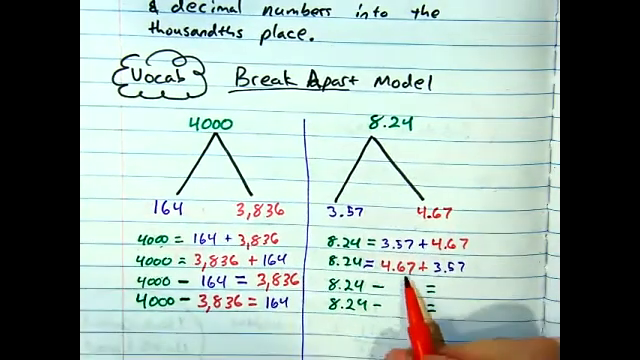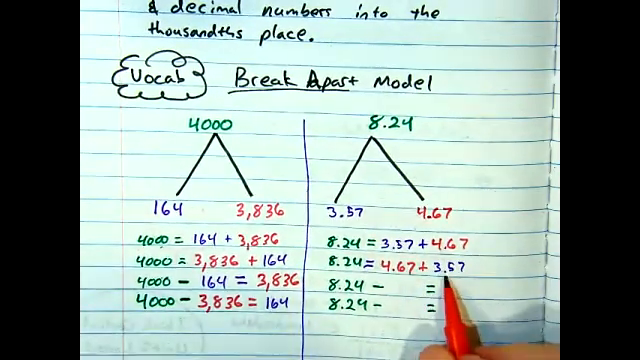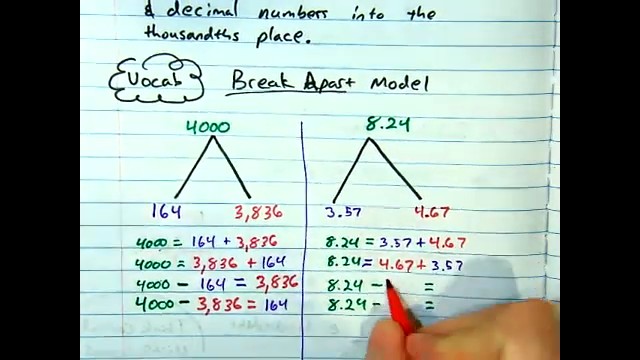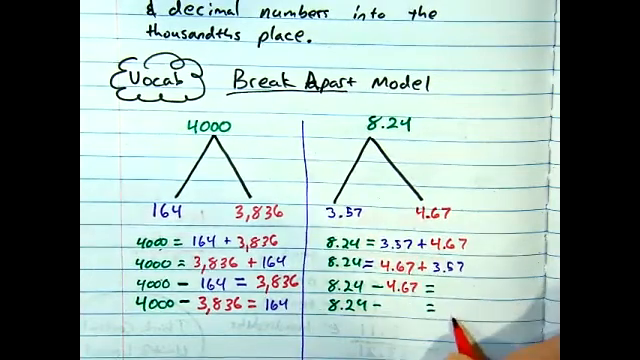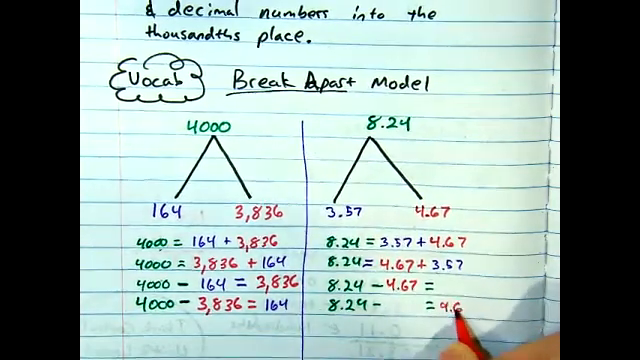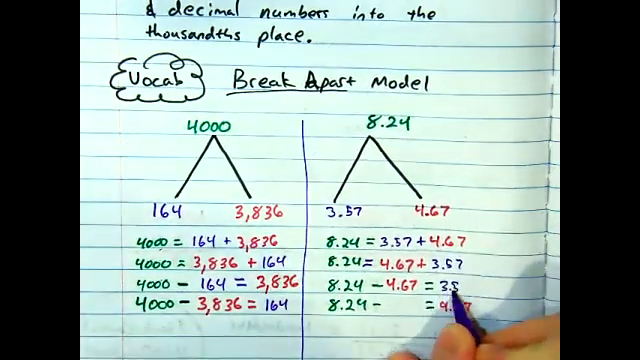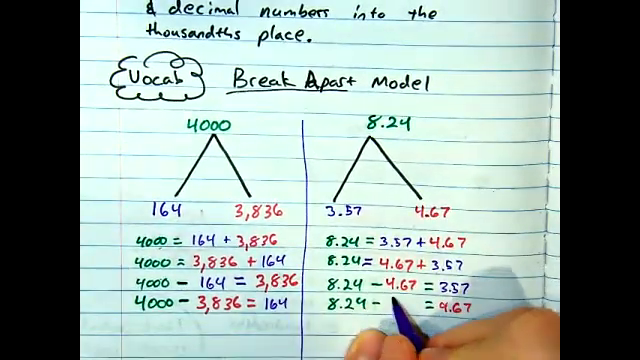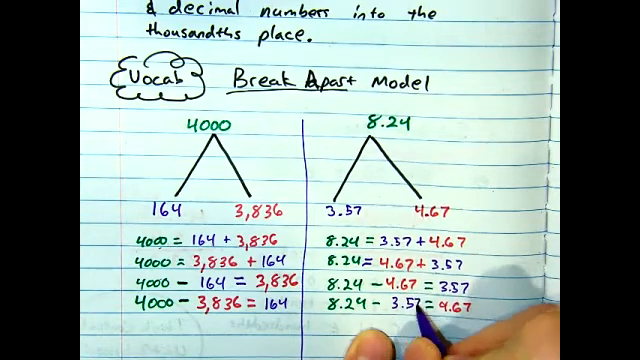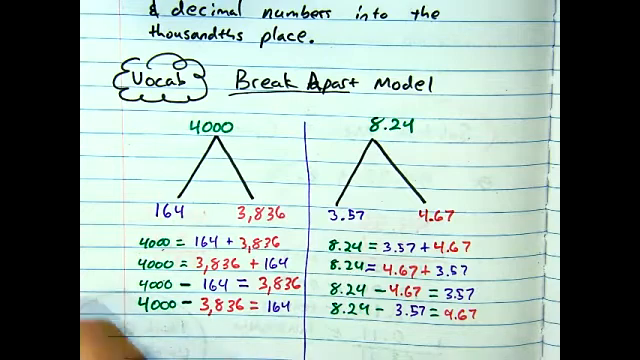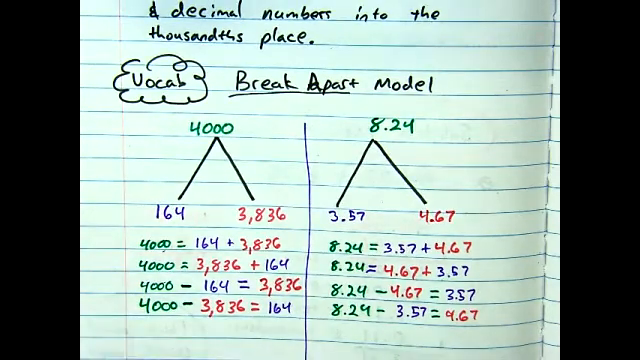What do you want to start with? You want to subtract 4 and 67 or 3 and 57? All right, let's go with this one. It'll be 4 and 67. Here, the answer will be 4 and 67. This one, the answer is 3 and 57. And here, my subtrahend is 3 and 57. So this break apart model is all about showing relationships.